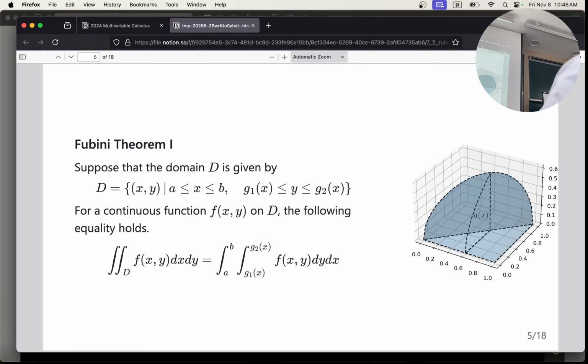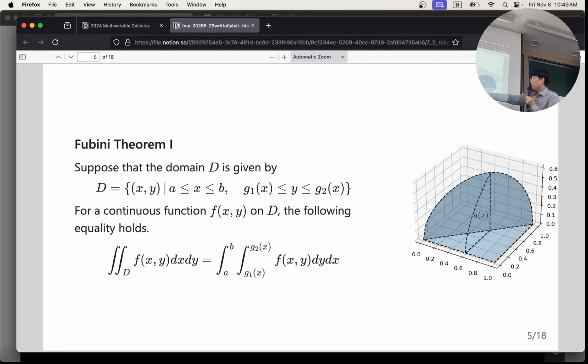Okay, so let's talk about another type of domain. If we have a non-rectangular domain, how do we use the Fubini theorem to find the volume? The ideas are the same. We're taking the section of this volume, and if I take the section perpendicular to the x-axis, then the area is parameterized by the value of x. I'll call it A(x). I'm taking the small volume of each slice.